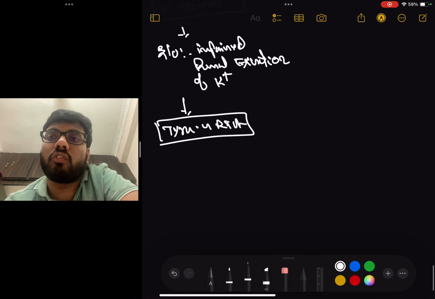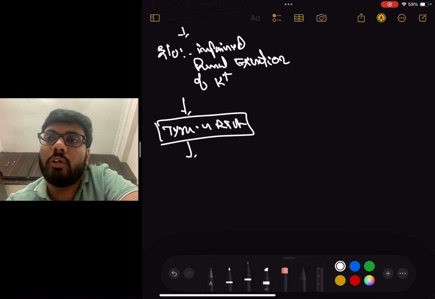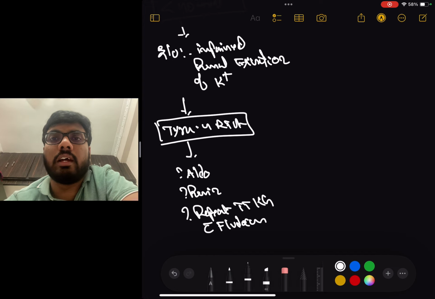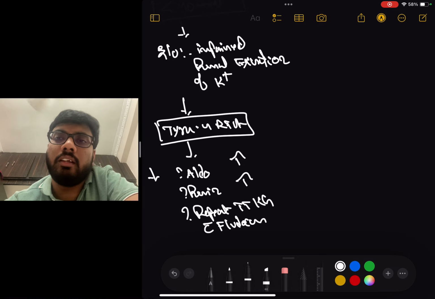We have various causes of type 4 RTA. I'll explain: aldosterone deficiency or pseudohypoaldosteronism. How to differentiate? We go for serum aldosterone or renin value, and we can also repeat the TTKG with fludrocortisone. In aldosterone deficiency, there will be reduced aldosterone. In pseudohypoaldosteronism, there will be increased aldosterone. Pseudohypoaldosteronism will also have increased renin, whereas aldosterone deficiency can have increased renin or low renin.